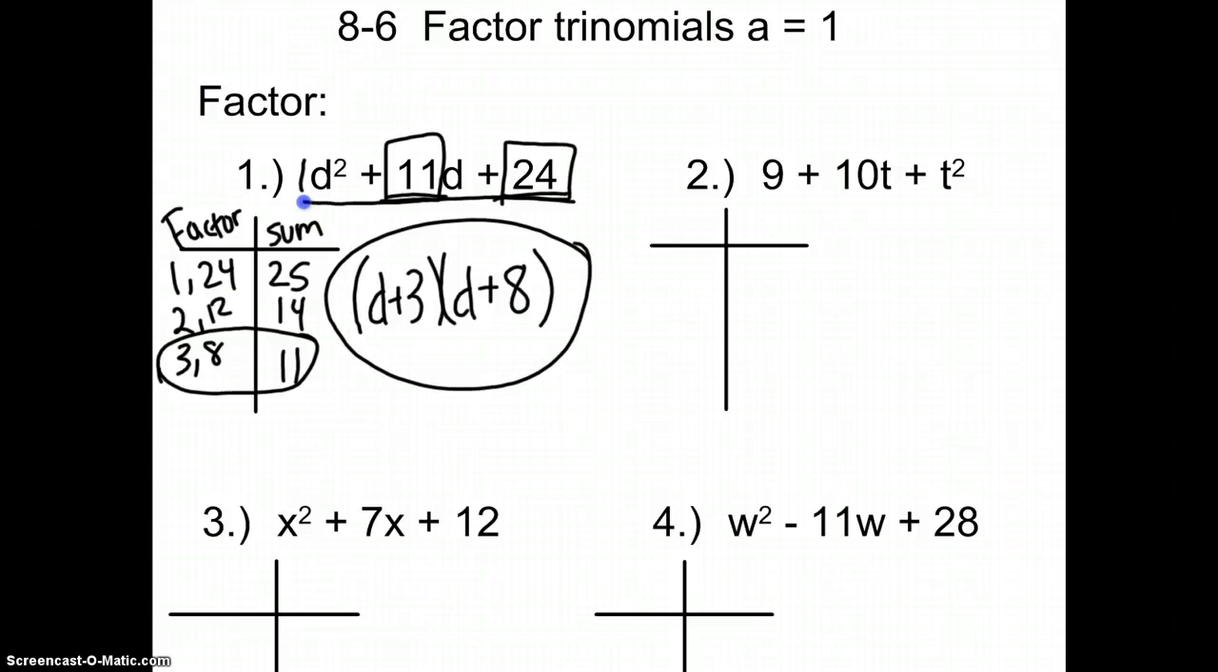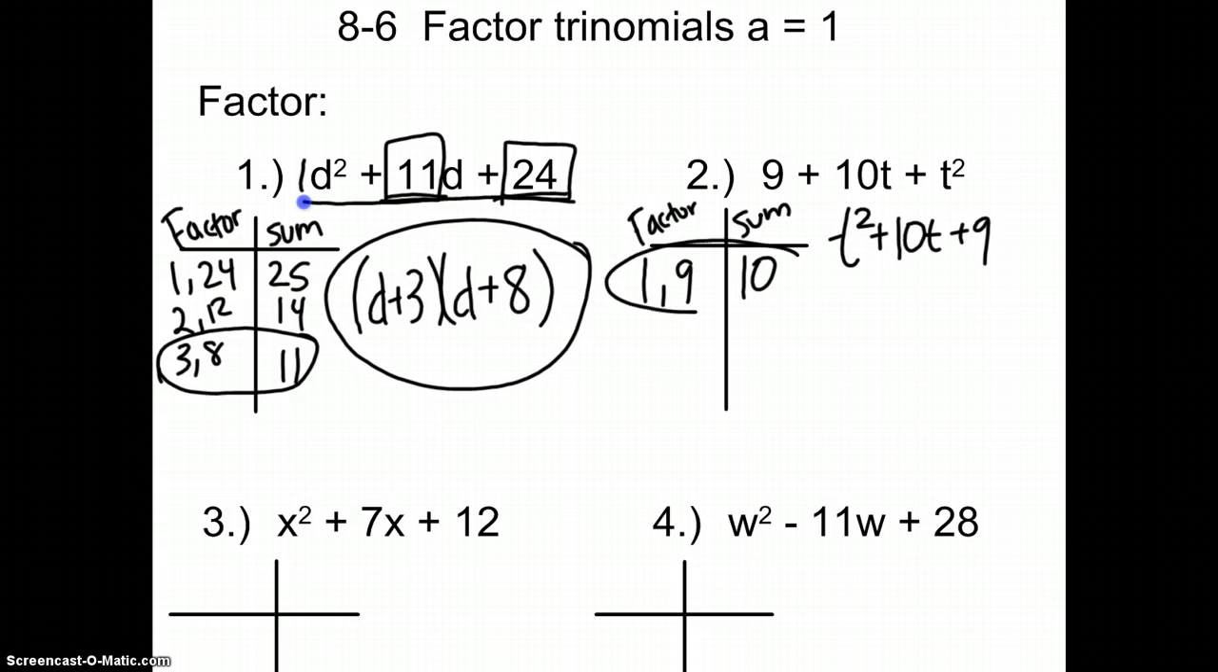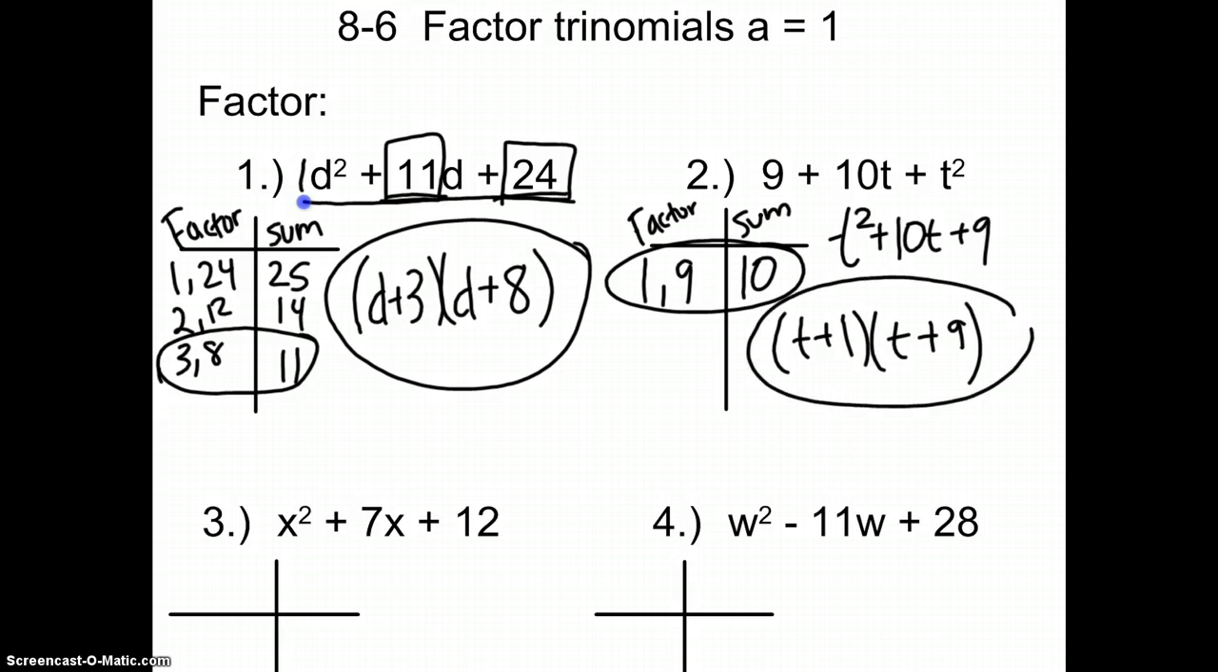So for number 2, we should write in standard notation t squared plus 10t plus 9. We find the factors and the sum. Factors of 9, we can use 1 and 9. Sum together would give us 10, which is what we're looking for. And we can just plug it in: t plus 1 and t plus 9 are our factored terms.